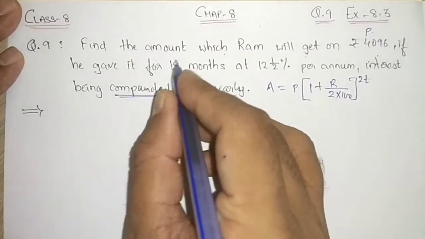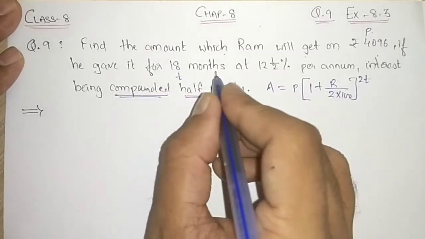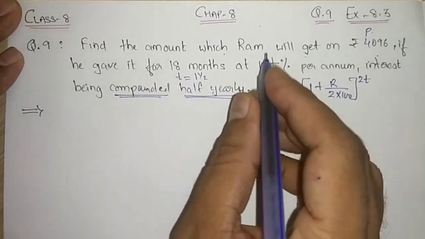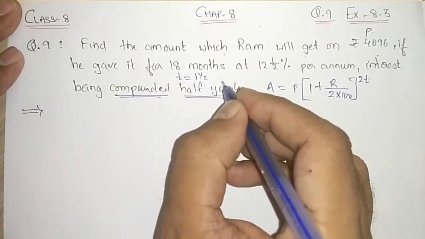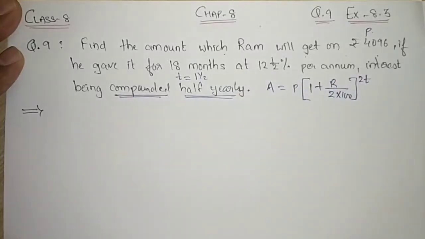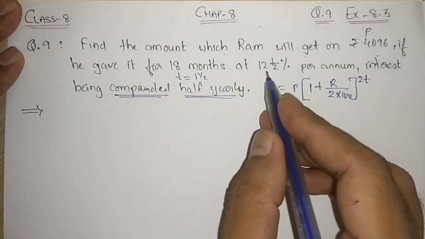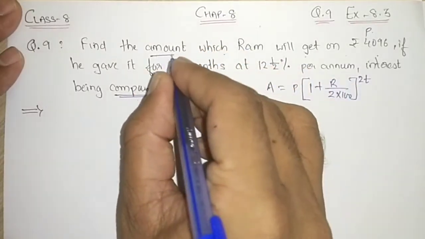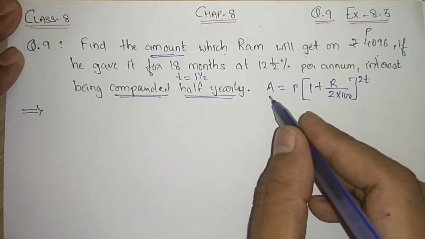If you see T carefully, here they have given 18 months, which is nothing but 1.5 years, because in 1 year there are 12 months and 6 months more, so it will be 18 months. And the rate of interest is 12 1 by 2. Now we are supposed to find the amount, that is this.